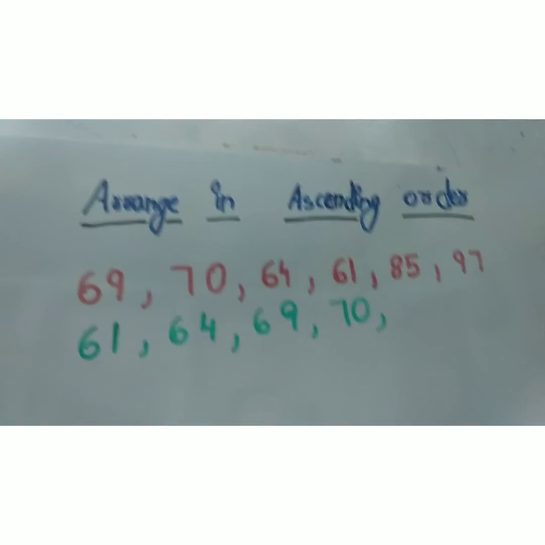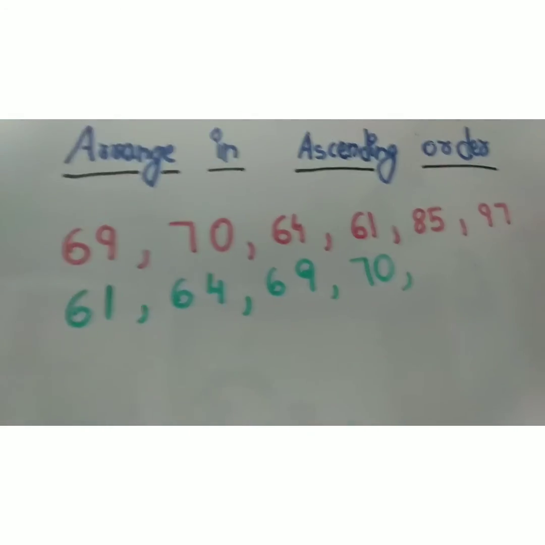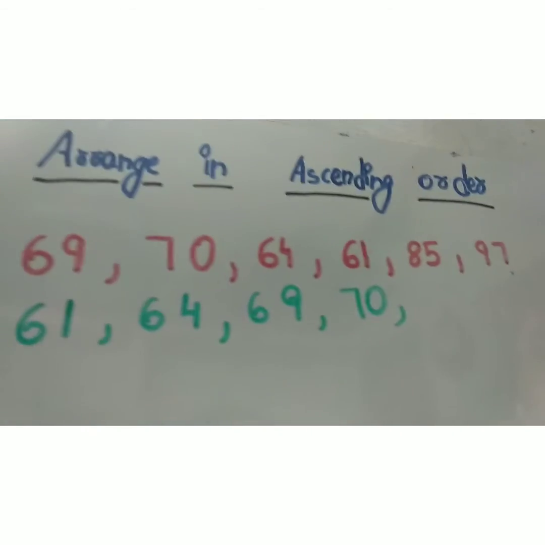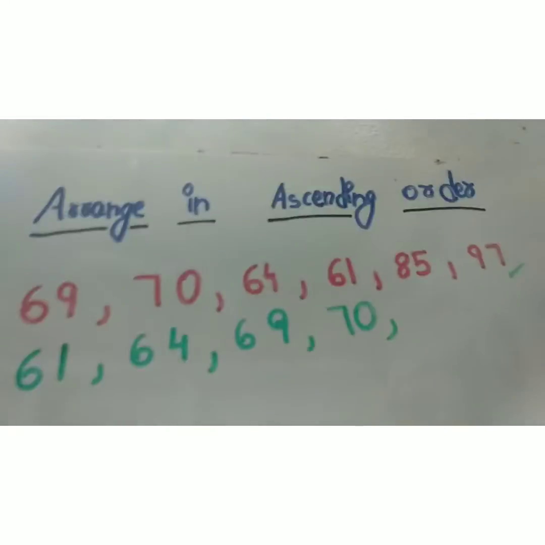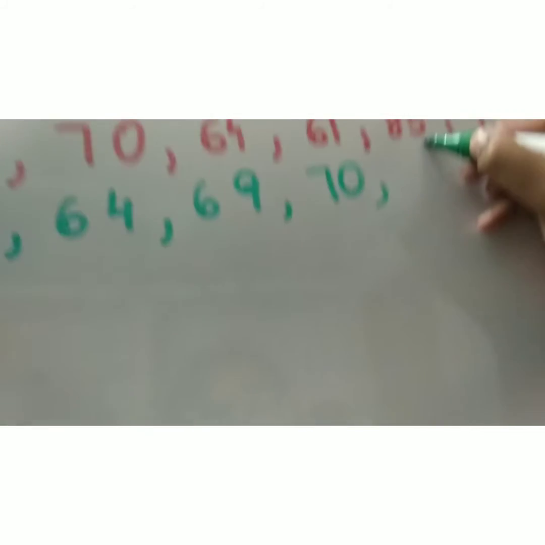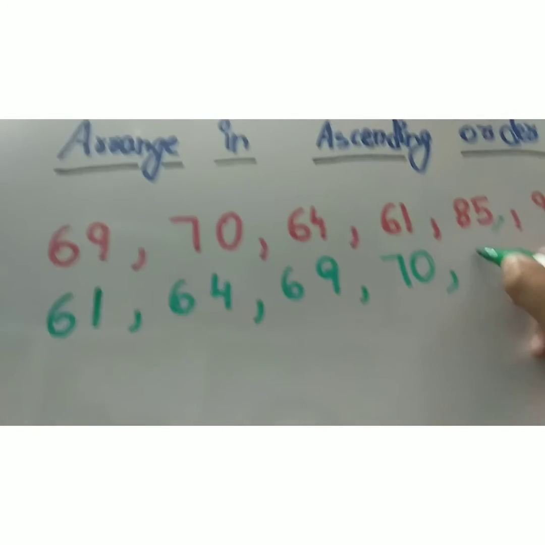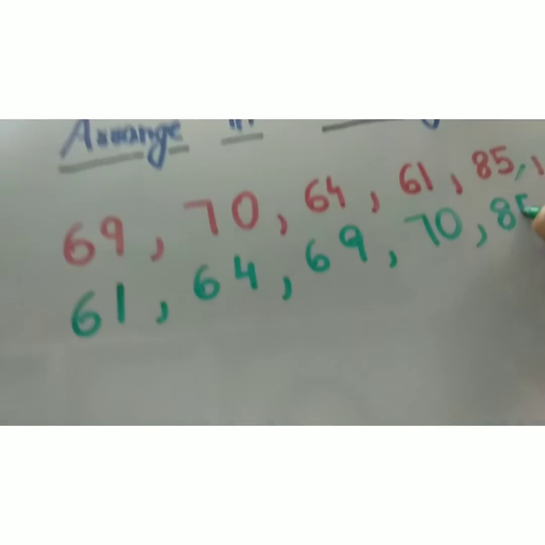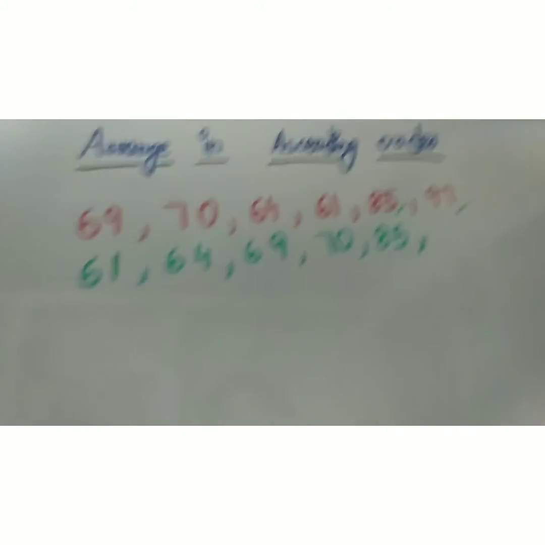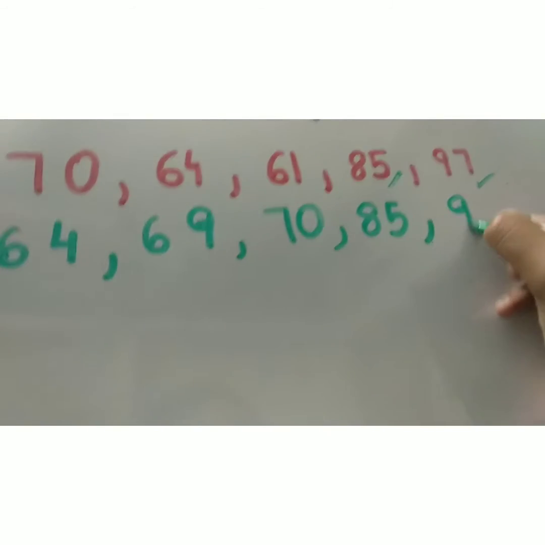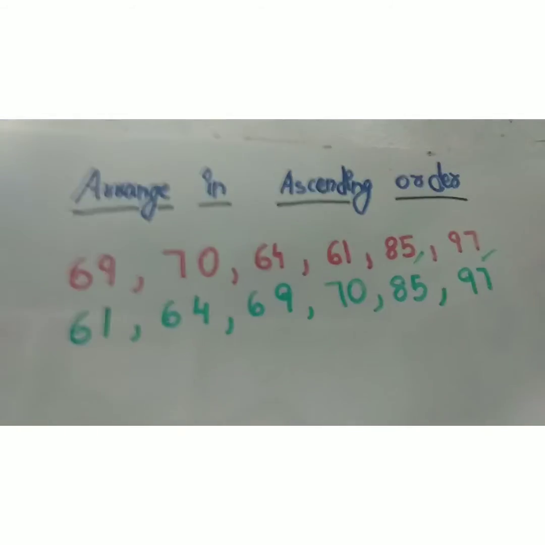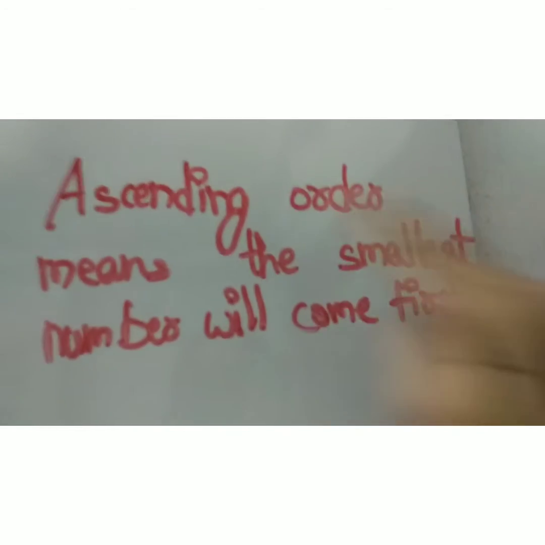What is next number, children? Tell me. 97? No. Yes. 85 is the next number. So write here 85. And next, last number is 97. Children, see here. Ascending order means the smallest number will come first.